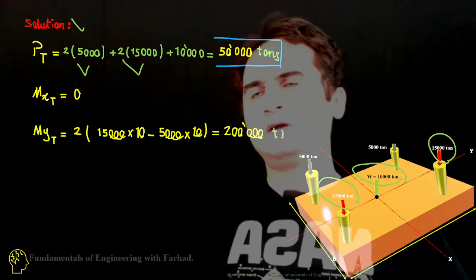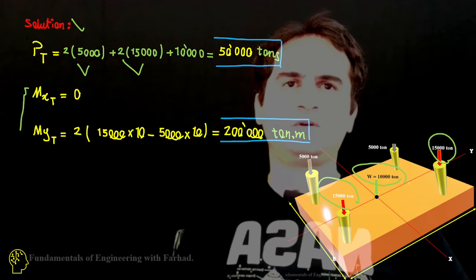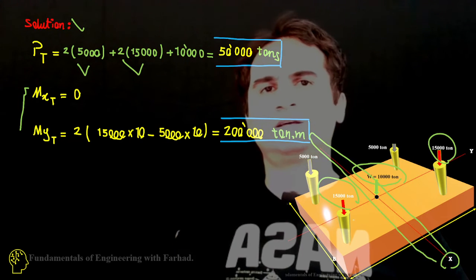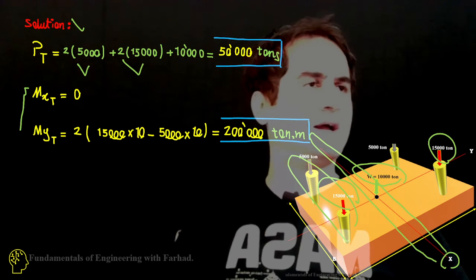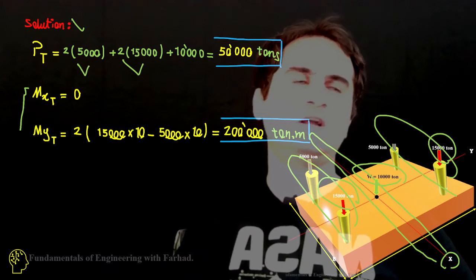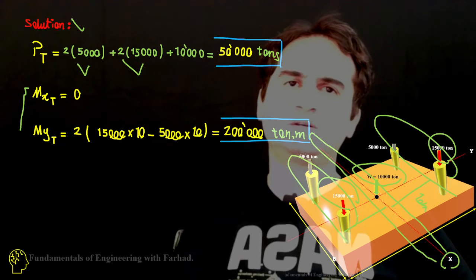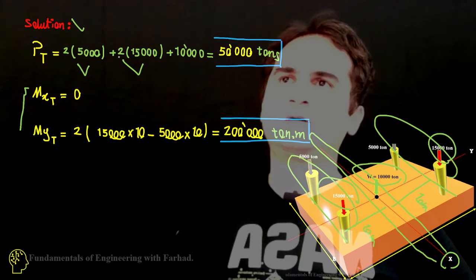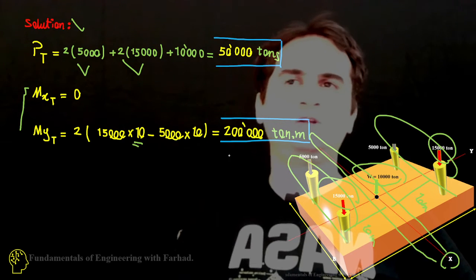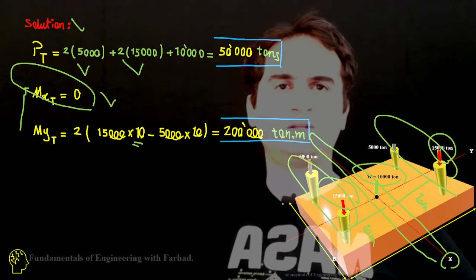At the same time, let's look at the moments. If you consider the moment about the x-axis, the forces on one side of the x-axis cancel out the forces on the other side, because the distance of each of them is 10 meters. The moments in the x direction cancel each other, so there is no moment in the x direction.